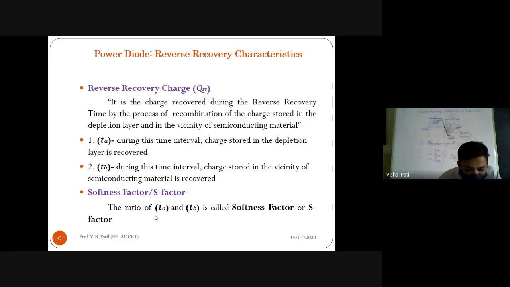The reverse recovery charge is the charge recovered during the reverse recovery time by the process of recombination of the charge stored in the depletion layer and in the vicinity of semiconducting material. This is the total charge recovered. In time interval TA, the charge is recovered from the depletion layer, and in time interval TB, the charge is recovered from the vicinity of the semiconducting material. The ratio of TA with respect to TB is called the softness factor. S is equal to TA divided by TB. That is not that important, but it is one more parameter associated with the reverse recovery characteristic.